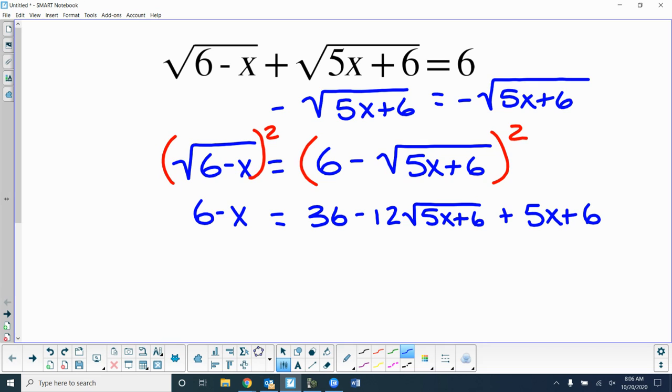All right, so I still have this radical on this side. So I'm going to bring all this other stuff over. The 36, the 6, the 5x, and then I'm going to take the 12 over here in a second, too, to make it easier. So 36 plus 6 is 42. So I'm going to subtract 42. And I'm going to subtract 5x.